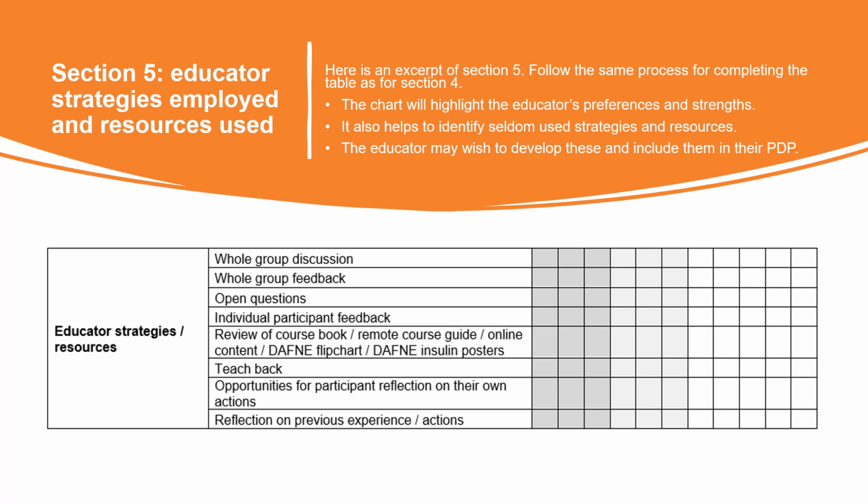Section 5 records educator strategies and resources used. Follow the same process for completing the table as for Section 4. This is the last section of the session observation form completed by the observer. Evidence recorded in Sections 1 to 5 is used as the basis for feedback on the observation in discussion with the educator.